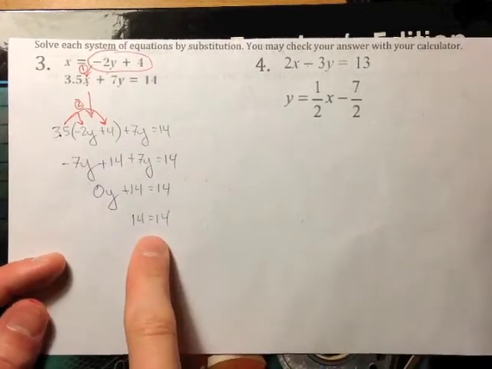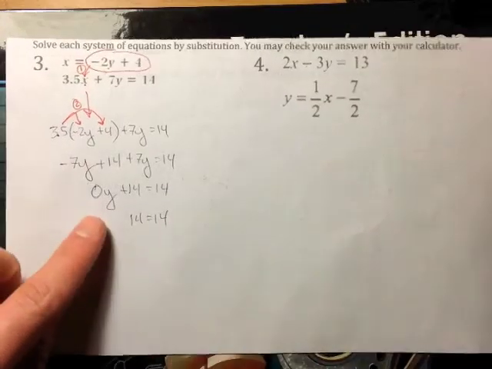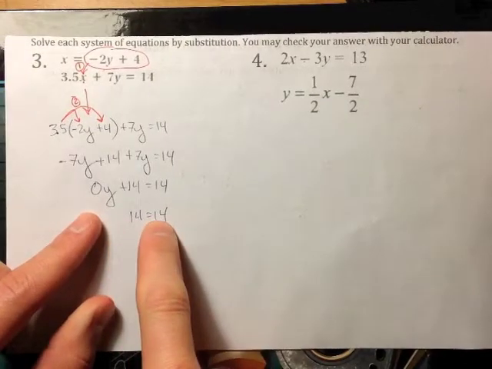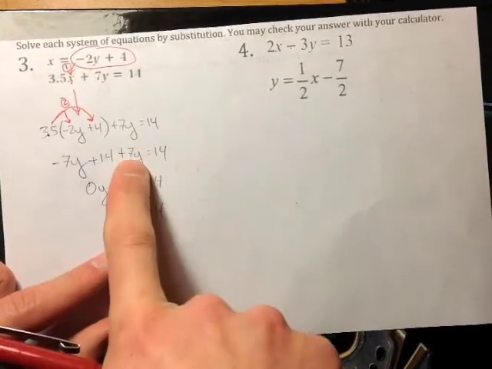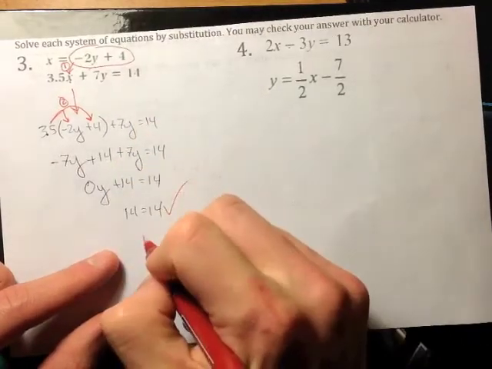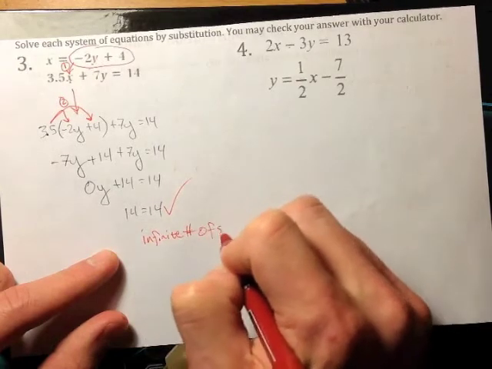So my y has disappeared, and I'm left with a true statement. 14 equals 14. That means that it doesn't matter what y is. This equation will still be true, which means there are an infinite number of solutions.